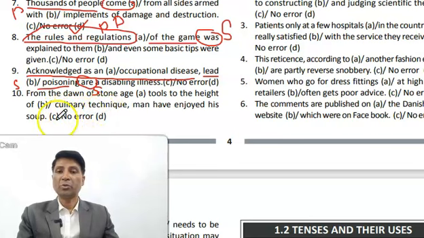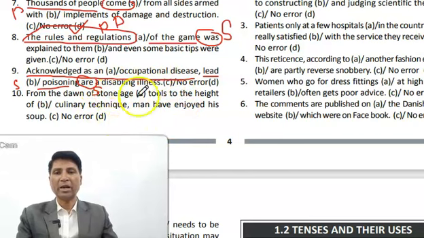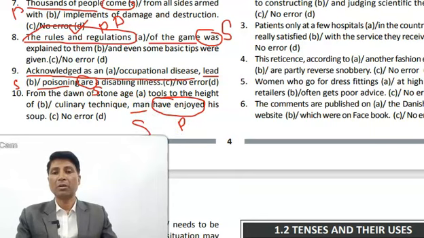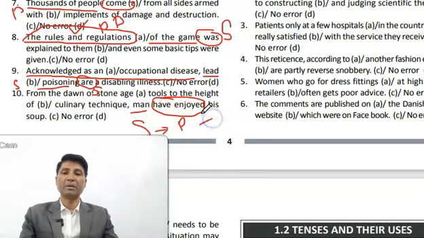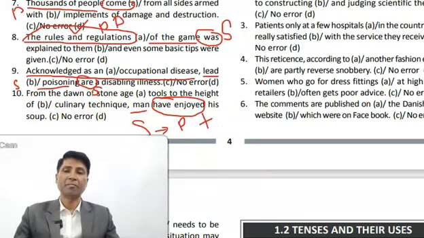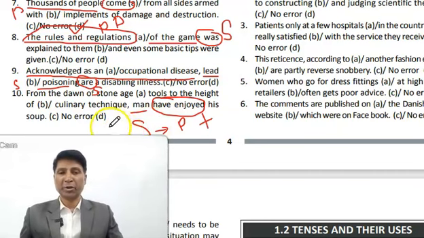From the dawn of Stone Age tools to the height of culinary technique, man have enjoyed his soup. If you look at this sentence carefully and find the finite verb, your answer will automatically come out. Have enjoyed. So have enjoyed is plural. What is the subject? Man. And it is singular. Now you can see subject is singular, verb is plural. That means there is a problem in the verb. So it should be has. Hope you have understood it.